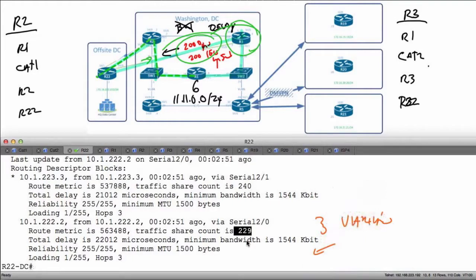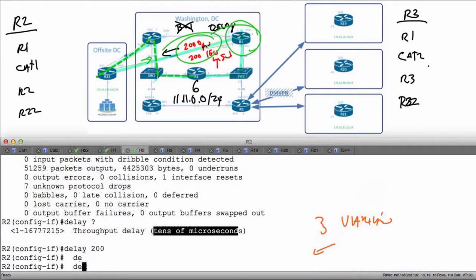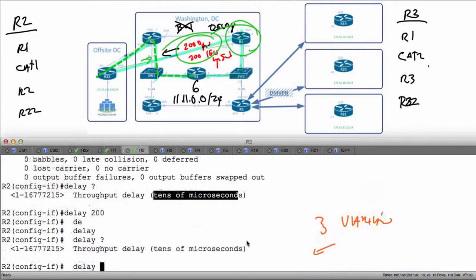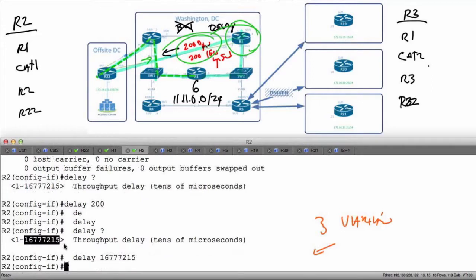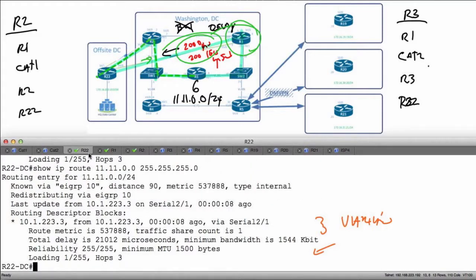So what I'm going to do is I'm going to go over to R2, and on R2 I'm going to say delay, and I want to use the biggest value possible and hit enter. And remember, that's in tens of microseconds, so we'd have to add another 0 to the end of this. Now let's go back over to R22 and see about our load sharing. Notice it's not in the load sharing anymore.